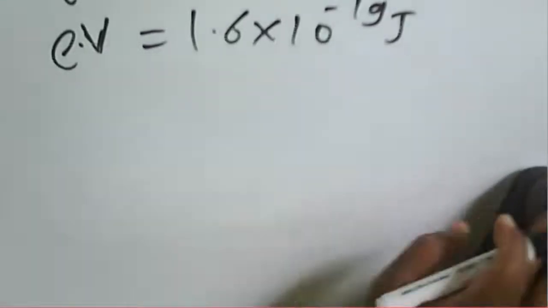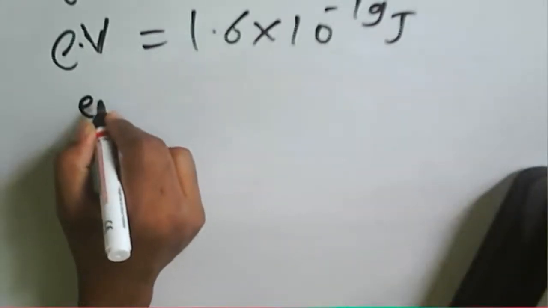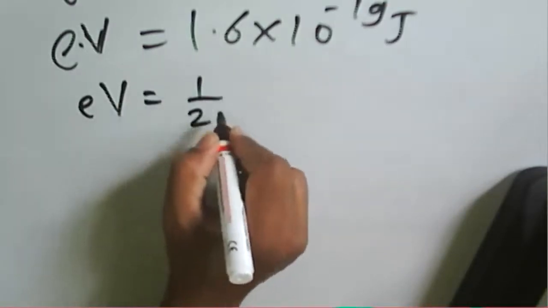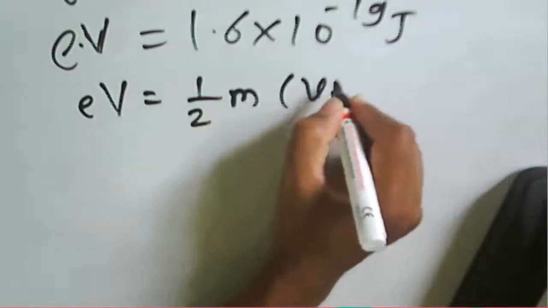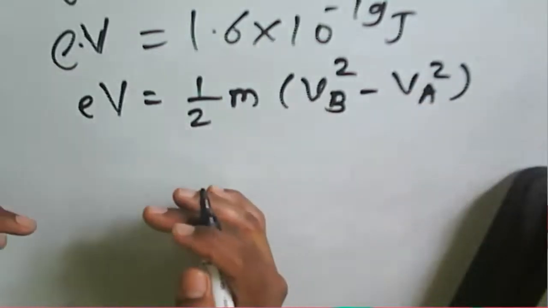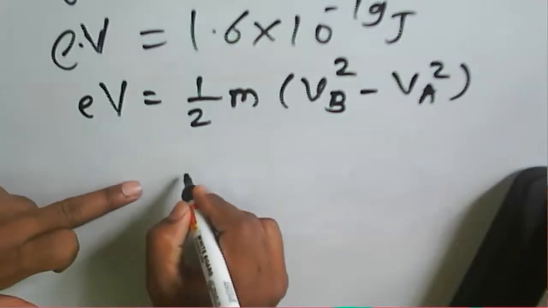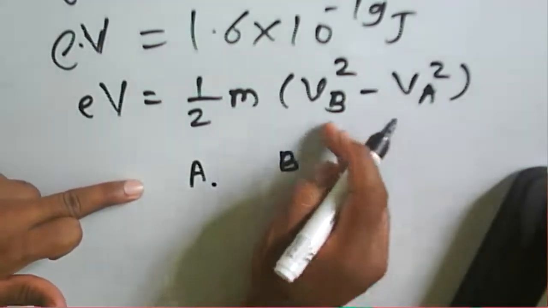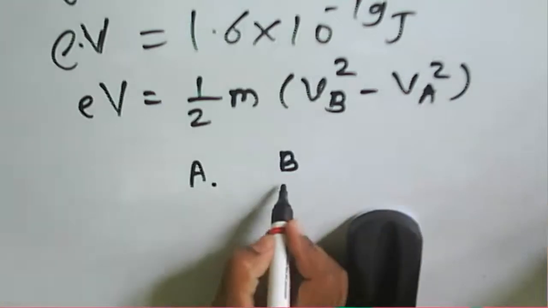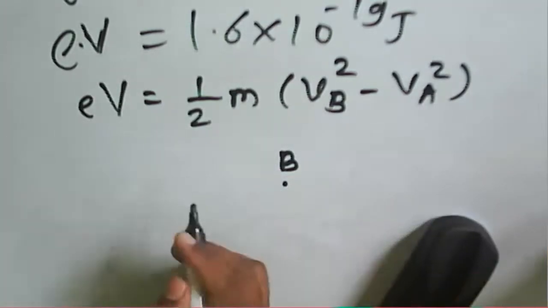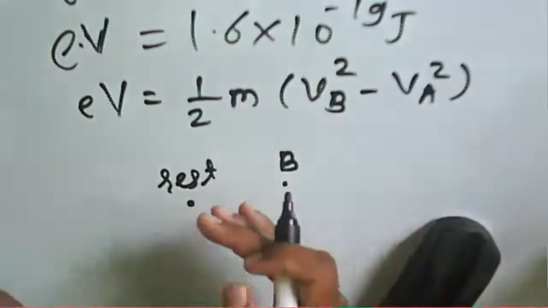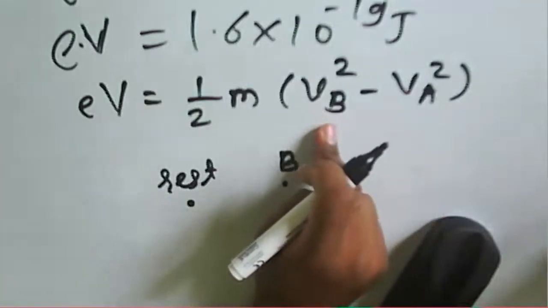Now, we earlier said that E capital V is equal to 1 by 2 m (Vb square minus Va square). Now that electron, we say it is moving from A to B. This equation says that it is moving from A to B. Now, if the electron motion starts from rest instead of A, starting from rest to the point B, in that case there will be only the VB.